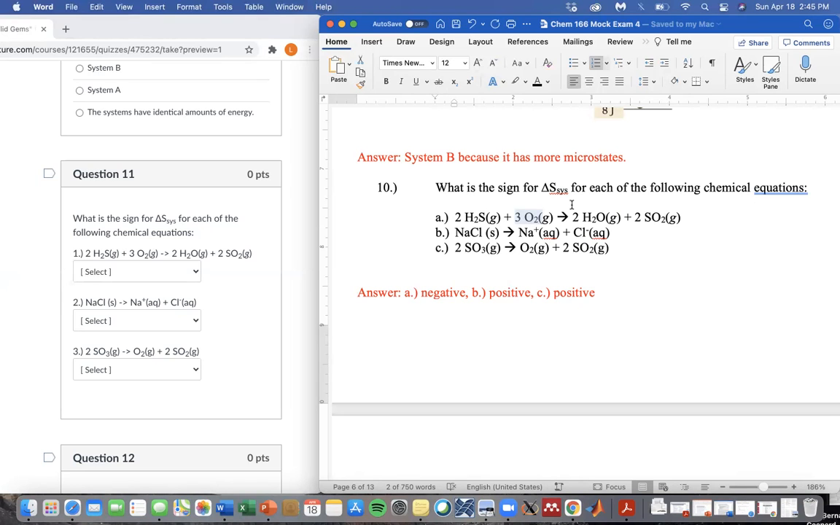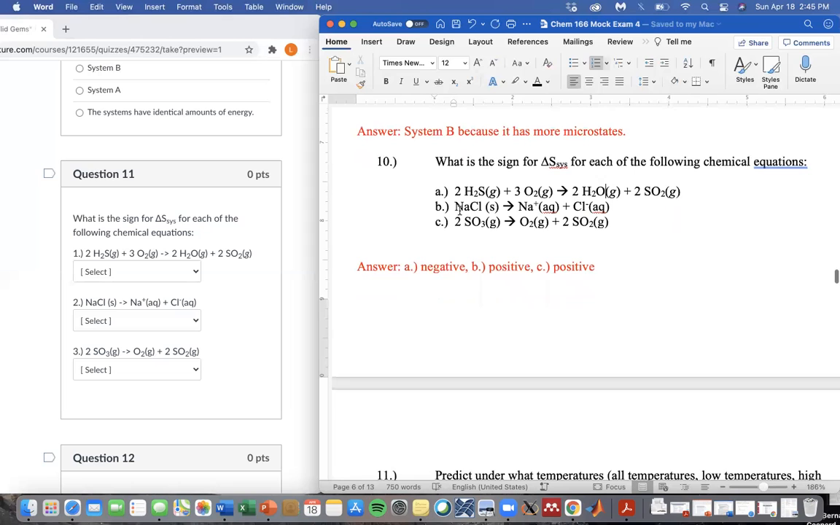So for the second one, we're going to look at state changes, but for this one, everything is gaseous. And so what we're really looking at here is the number of moles of gas. On this side, you have 5 moles of gas, but on this side, you have 4 moles of gas. And so as the reaction proceeds, you're actually going to have less entropy because you're forming a fewer number of moles. And so because of that, your delta S for A here is negative.